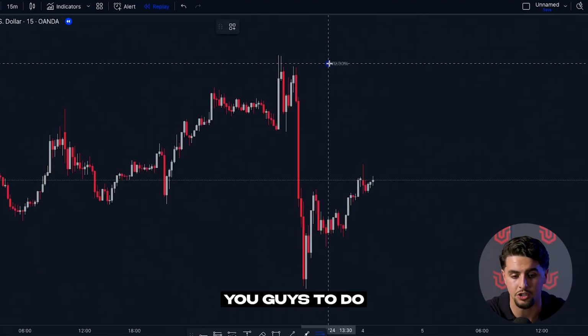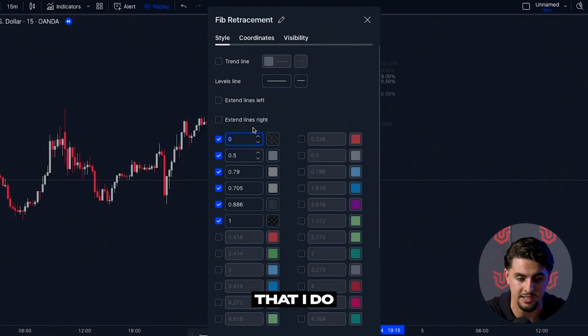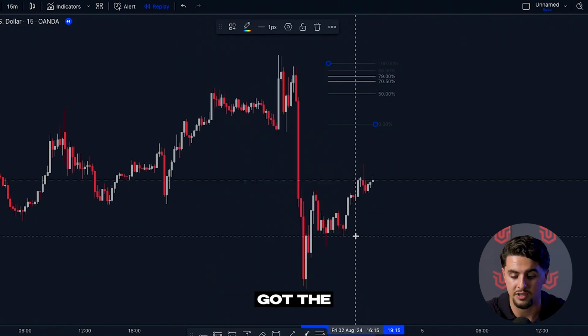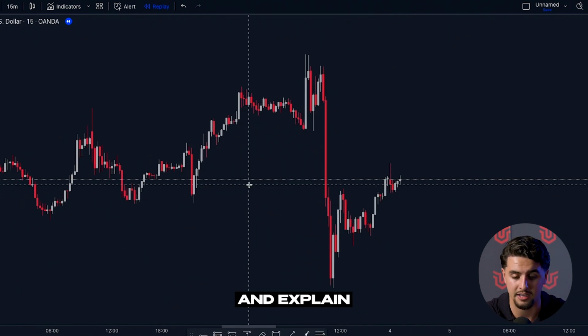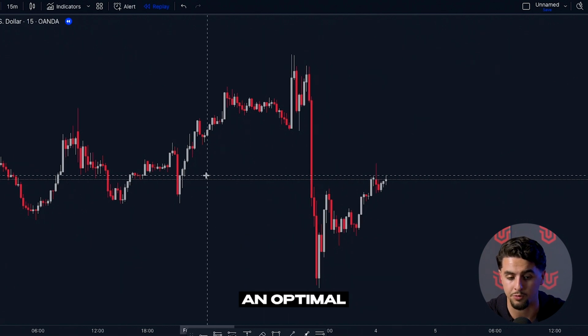The first thing I want you guys to do is have the exact same settings that I do with my Fibonacci tool. So make sure you have 0, 0.5, 0.705, 0.79, 0.886, and 1. Now that we've got the settings, let's go ahead and explain how we trade off an optimal trade entry.